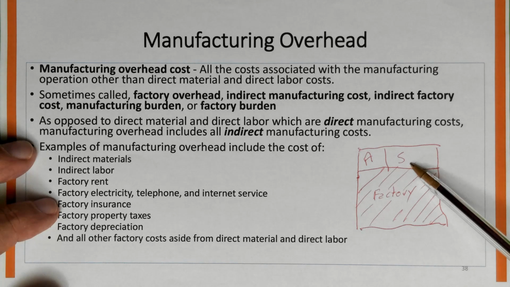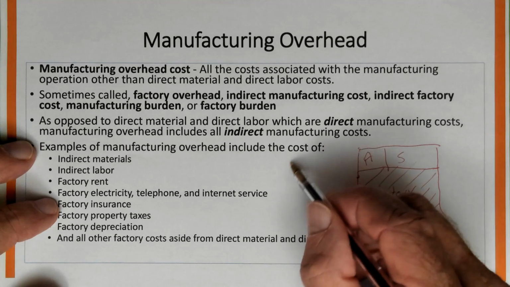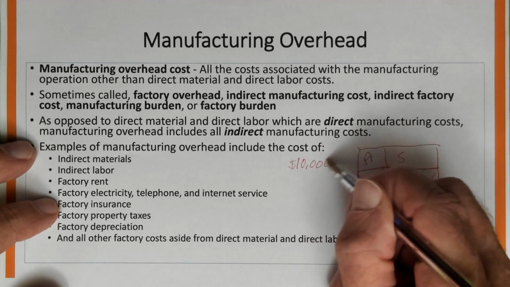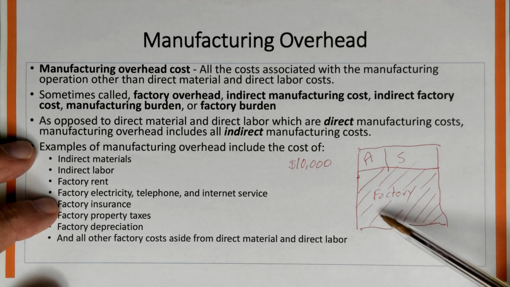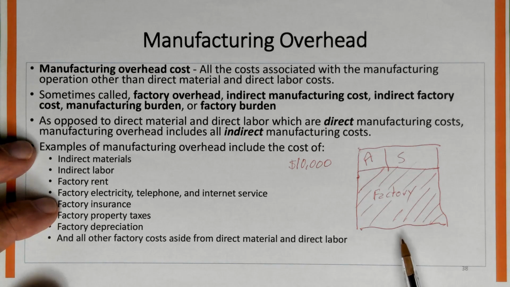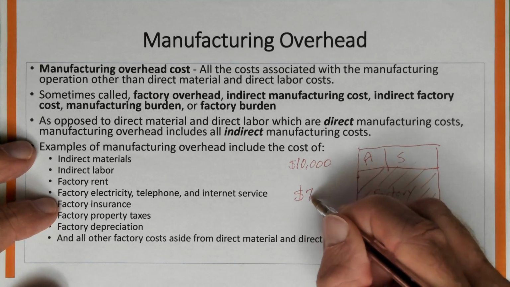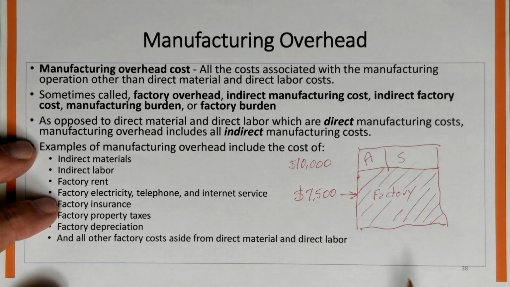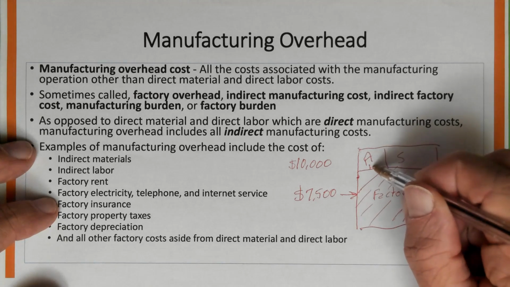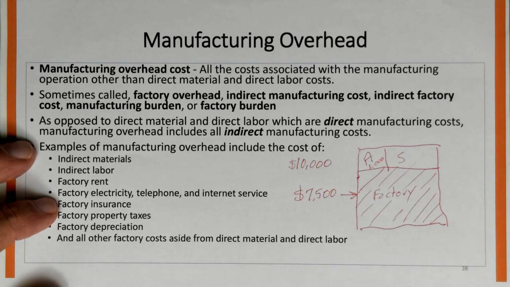So if we were to look at a cost such as factory rent, maybe the rent on the entire building is, say, $10,000. And if you just look at it, it looks like the factory occupies about 75% of the square footage of the building. That would mean the rent cost associated with the factory is $7,500. Now, the rest of the rent, or $2,500, is associated with the administrative and sales offices. Perhaps $1,000 is for the administrative offices and $1,500 for the sales office.